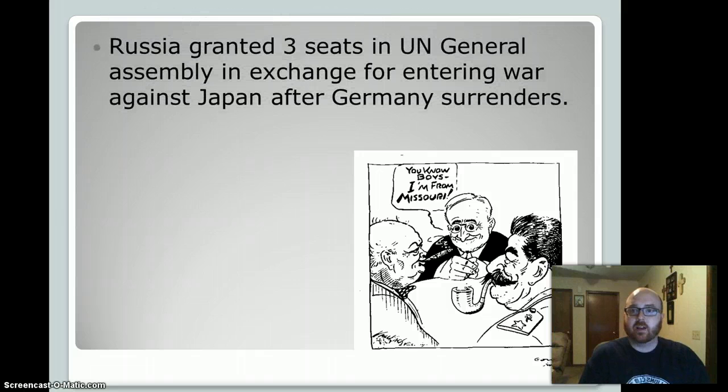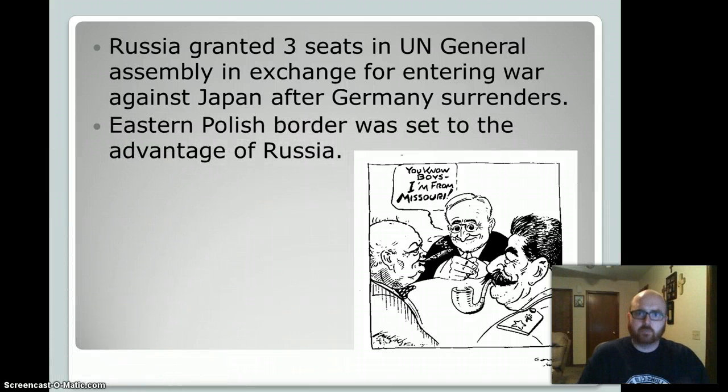All right, Russia was granted 3 seats in the UN General Assembly in exchange for entering the war against Japan after Germany surrenders. So we're like, hey, Russia, you want to help us out when Germany surrenders, since we are kind of allies? How about we give you 3 seats in the UN Assembly and you give us support against Japan? Yeah, it didn't really happen much.